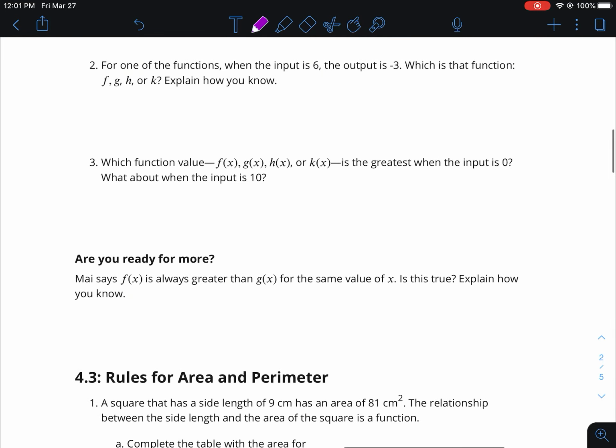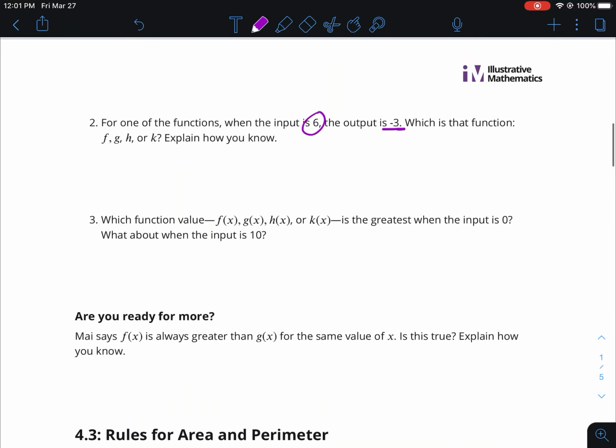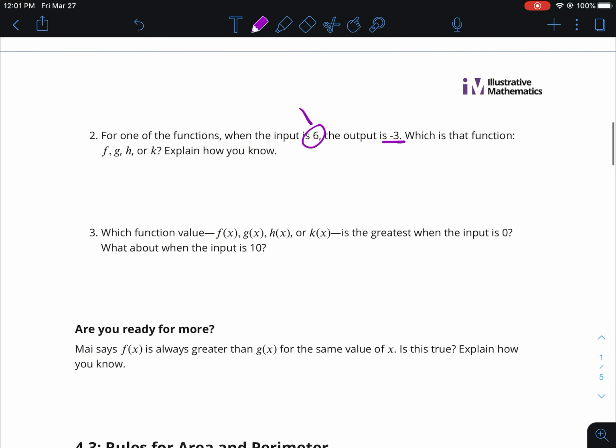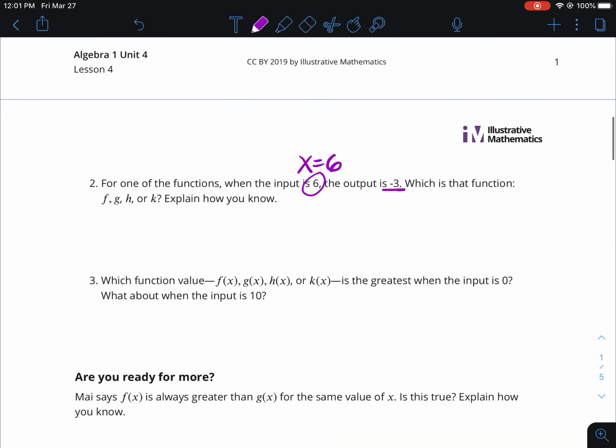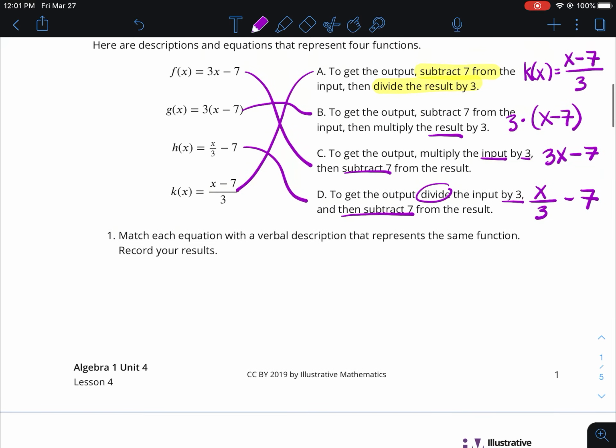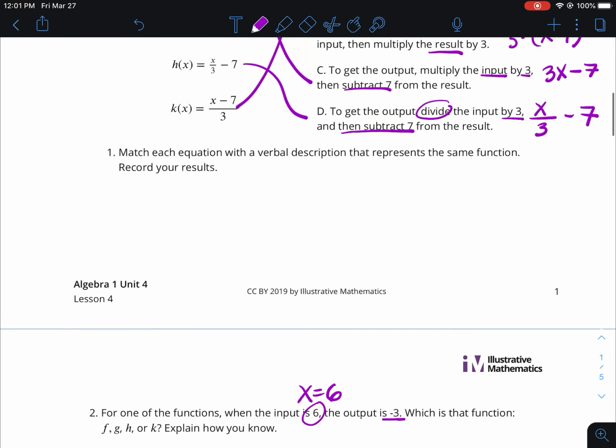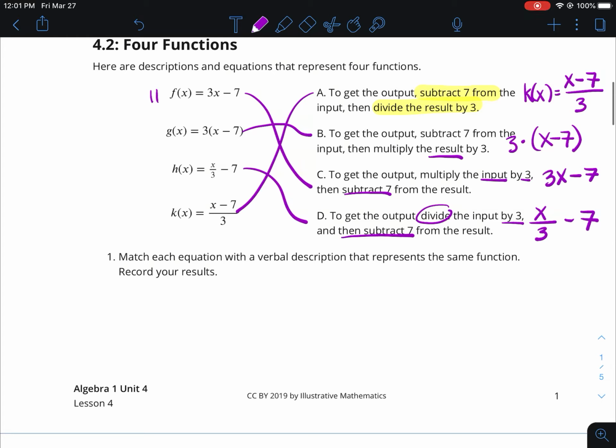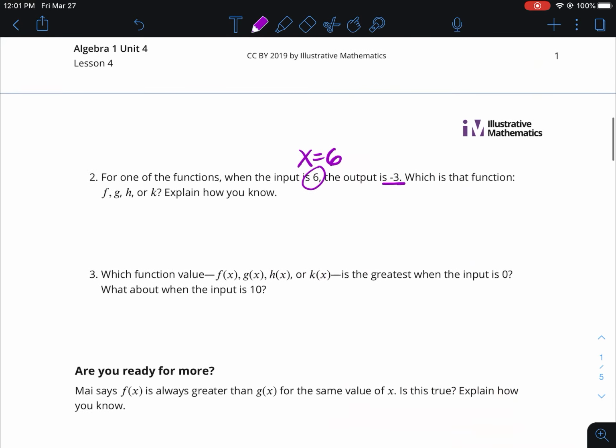For which one of the functions, when the input is 6, the output is -3, which function is that? So I'm going to go back to my functions. I'm going to plug in x equals 6, and I'm looking for the output of -3. So if I plug in 6 here, 18 minus 7 would be 11. That's not that one. Let's see, I'm plugging in 6. So 6 minus 7 is -1 times 3 is -3. So I believe it should be G of x.